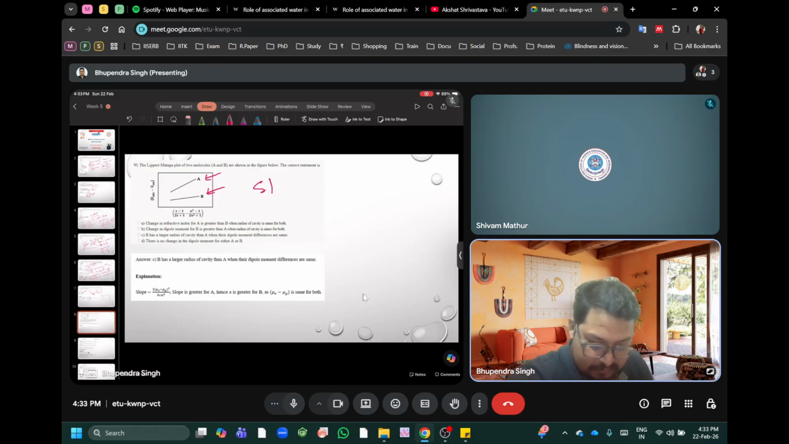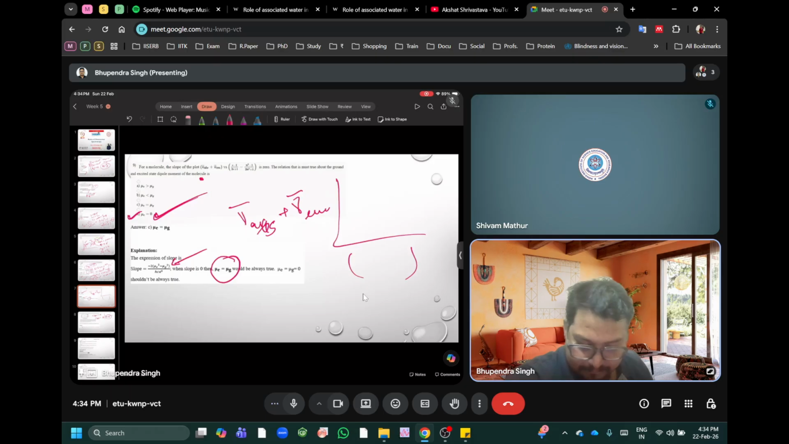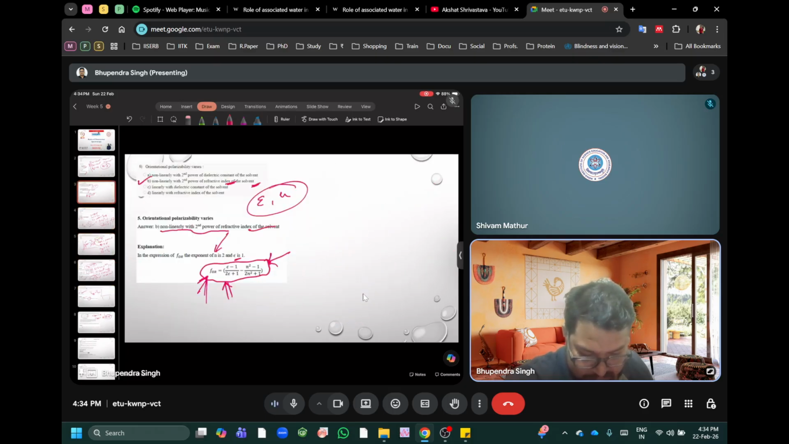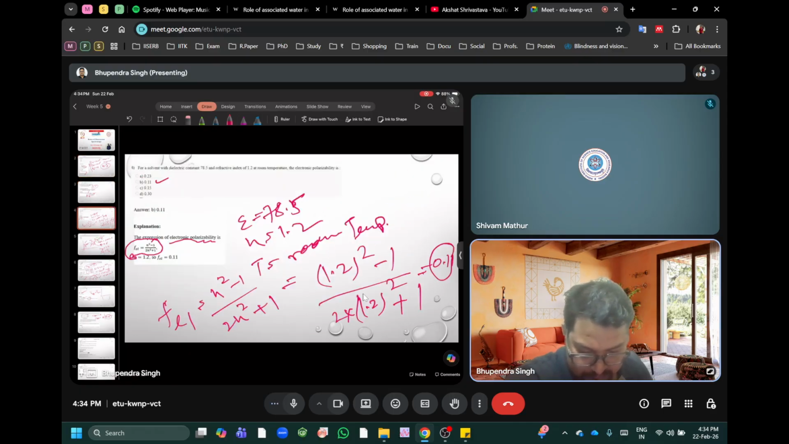So basically, you can figure it out. The slope of A is higher and the slope of B is lower. So A is greater than B, that we can know from this graph. And what is the slope? Slope is not written here.